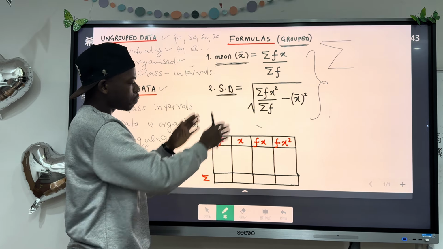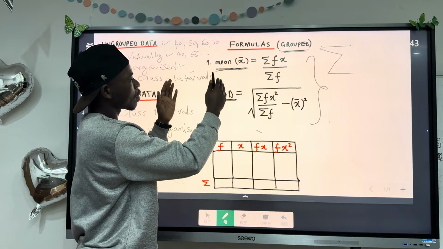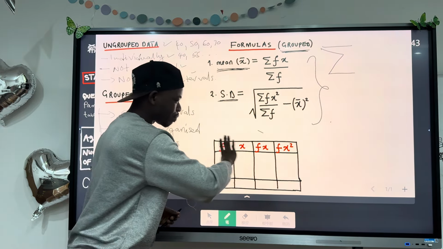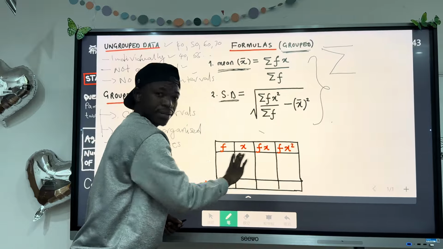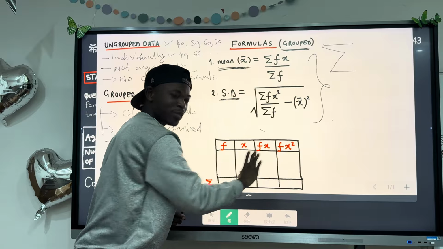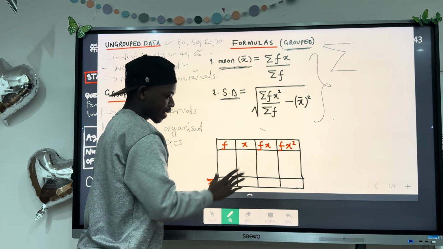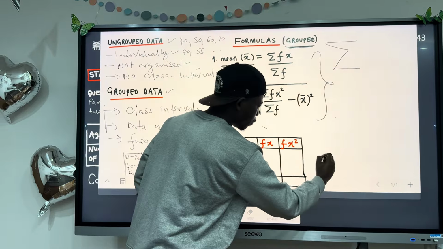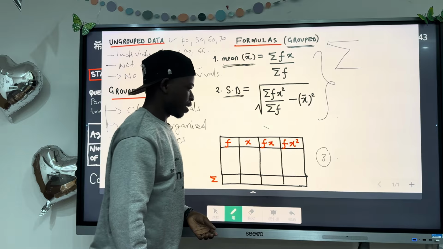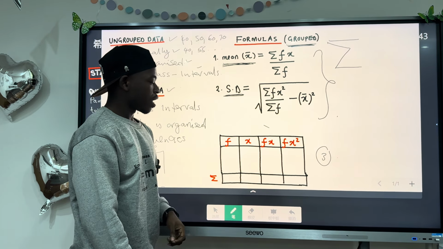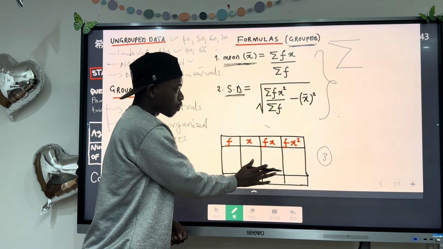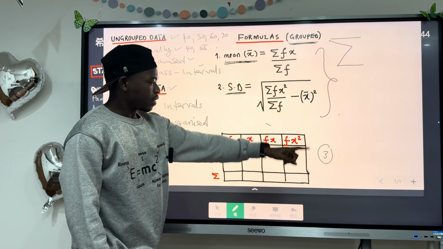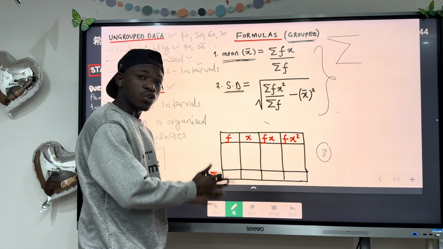Now, for us to completely find standard deviation, what we're going to be using is a table that looks something like this. So you need to create a table, first of all, that looks something like this. Then you fill it up. Once you fill it up, you're going to gain 3 marks. So when you gain 3 marks, you're going to use the information from there now and compute the standard deviation. So this is the table that I want you people to know.